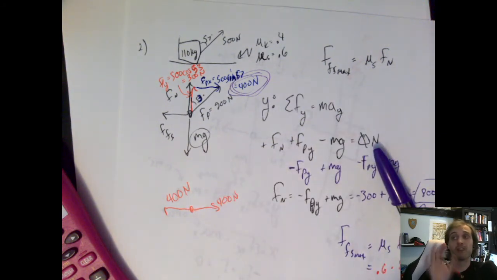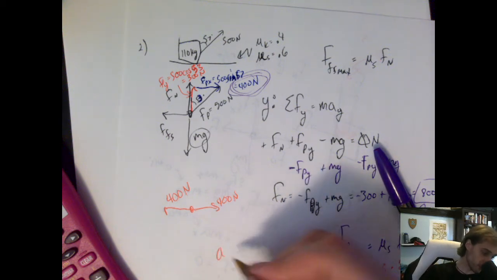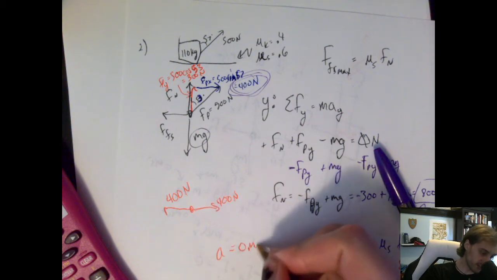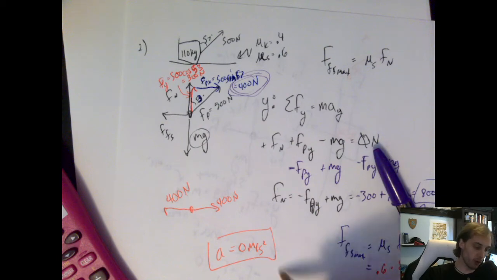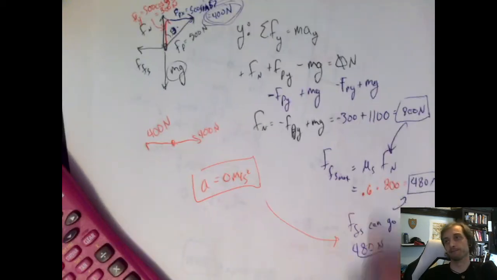If we were pushing with 500 newtons to the right, all of a sudden this thing would start accelerating because we had pushed harder than friction could stop, and we would start sliding and we'd have to use kinetic friction. But because it's able to balance out, because the force that we're pushing it with is small enough, it doesn't accelerate. So our final answer for this one is that our acceleration is going to be equal to 0, specifically because we're not pushing it hard enough to overcome this 480.